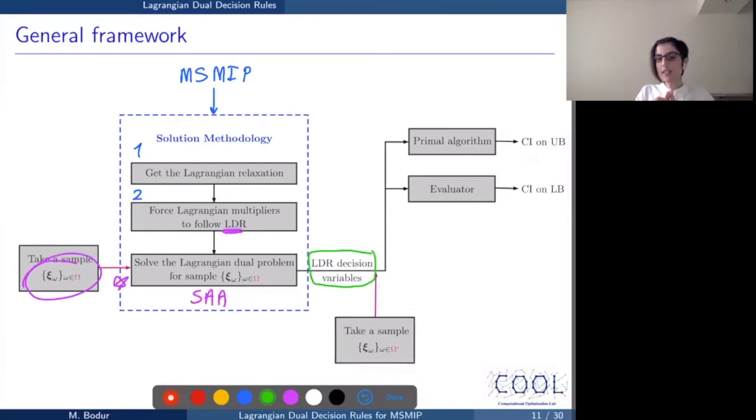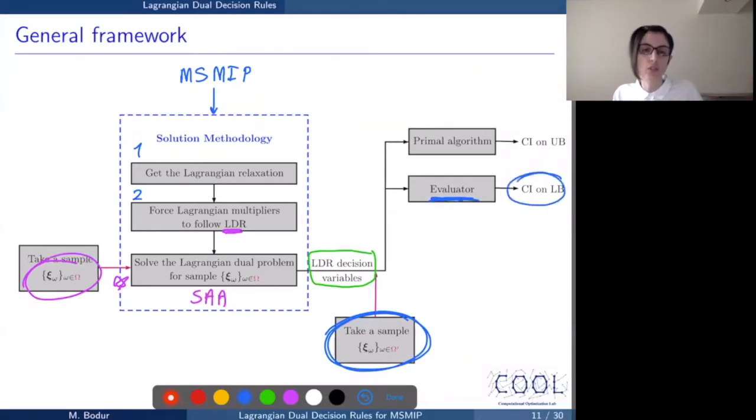But if you look at the objective value of that two-stage problem, it means nothing. To make sure that we are getting a statistically valid lower bound, we will get another so-called evaluation sample and plug this LDR solution and this new sample into our evaluator, and we will find a confidence interval on the lower bound for our true optimal objective value for a minimization problem.